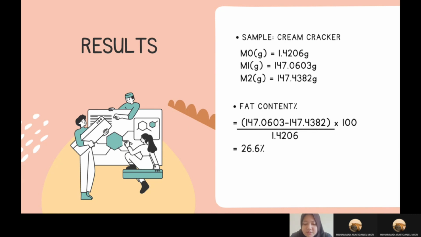gram. For M1 is 140.067603 gram, and for M2 is 147.4382 gram. So the total fat content is 26.6%.